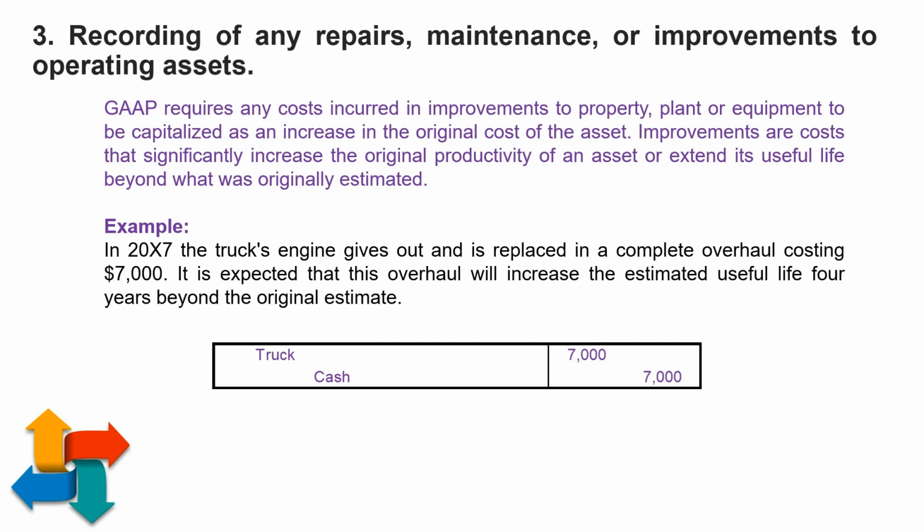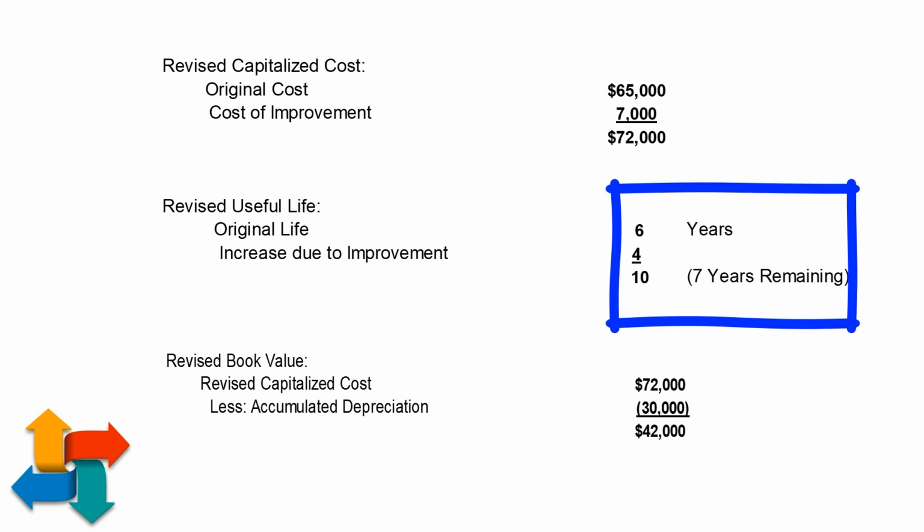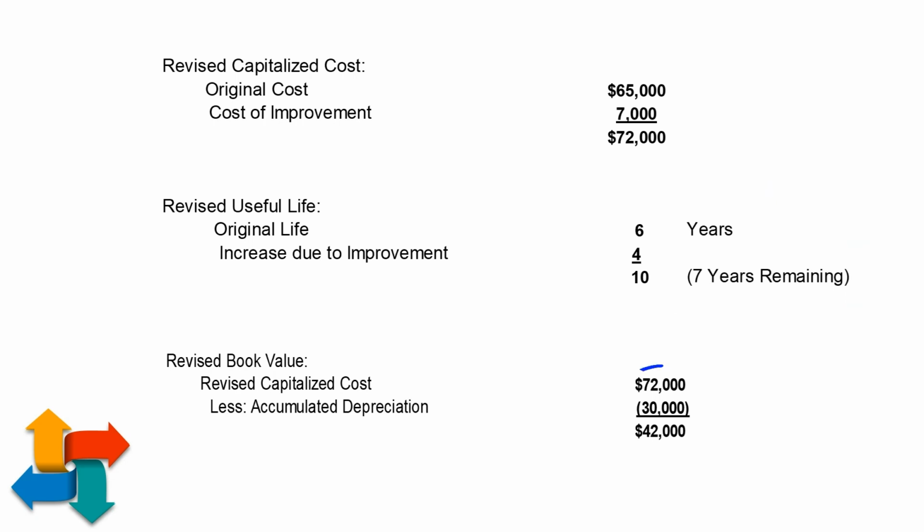If that's the case, then this is an improvement. We would credit cash and capitalize the expenditure by debiting the truck. What is the total capitalized cost of this truck at this point in time? Well, it was $65,000. Now it'll be $72,000 of capitalized cost. And in addition, it has an additional useful life beyond the original 6 years by 4. So it's got 10 years of useful life. We're in the 3rd year, so we've got 7 more years of useful life. We've got $72,000 of new capitalized cost. And if it's been 3 years, we've got $30,000 of accumulated depreciation to date.